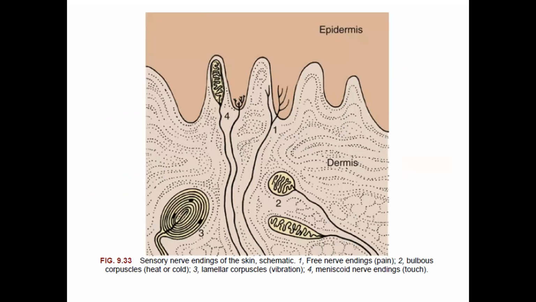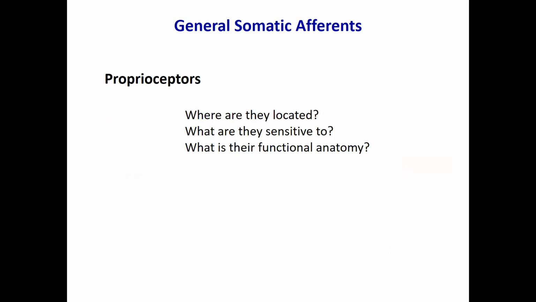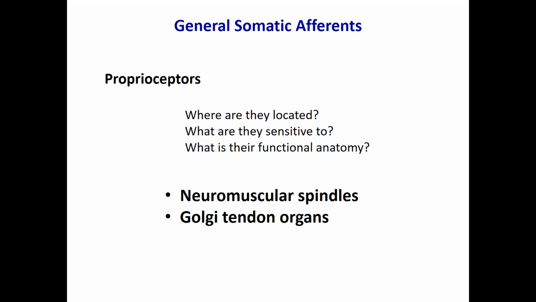In addition to these cutaneous receptors, the other category within the general somatic afferents is that of proprioceptors. As we discussed, they are present in the muscles, in the tendons and in the joint capsules, and they are sensitive to stretch. We would rather use the word stretch instead of weight. Two of them are more important for us.